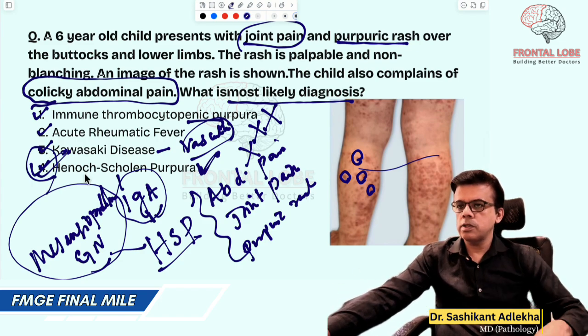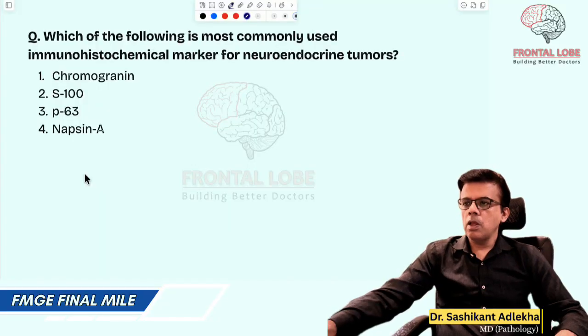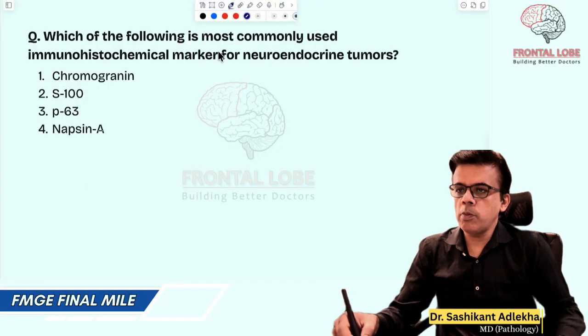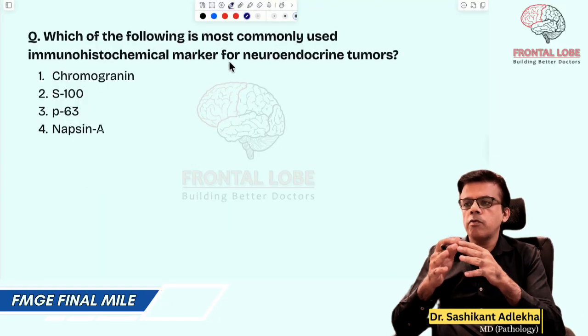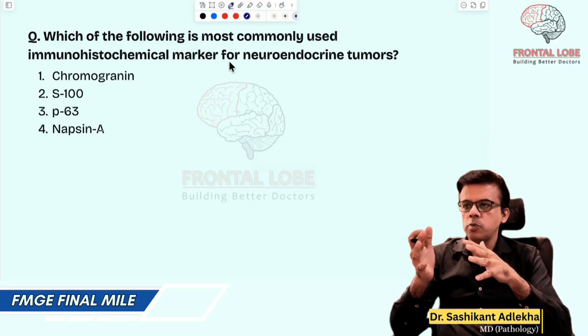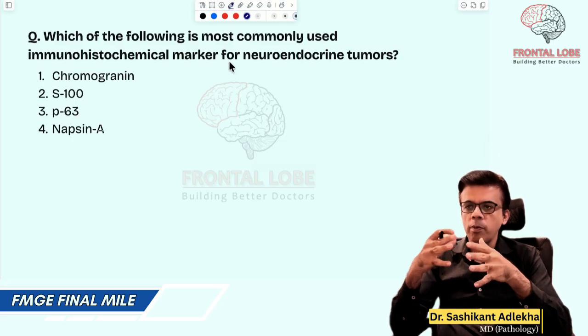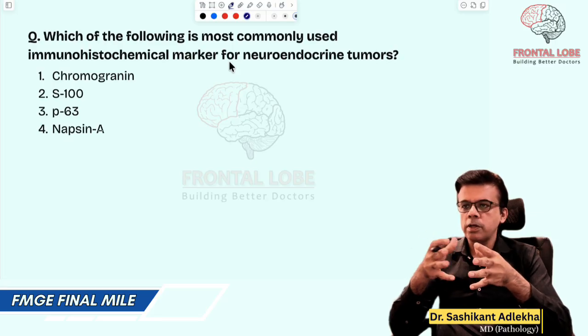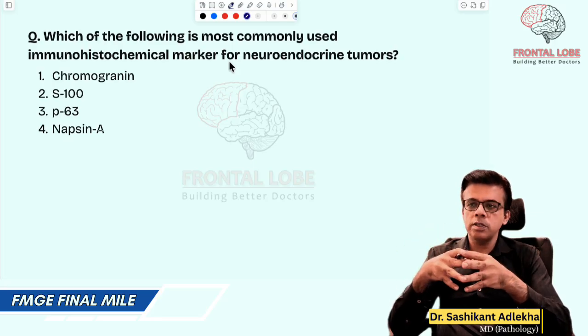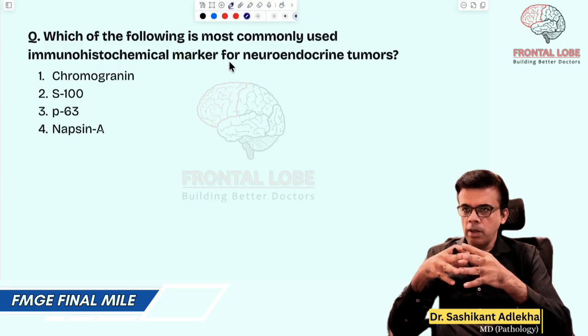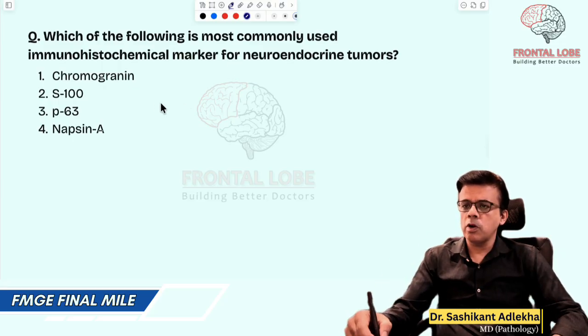Now let's go to the next question. Which of the following is the most commonly used immunohistochemical marker for neuroendocrine tumors? So this is a very classical question. You must remember some common immunohistochemical markers for various common tumors that are being repeatedly asked in your FMGE exams. So let's talk about the various options.